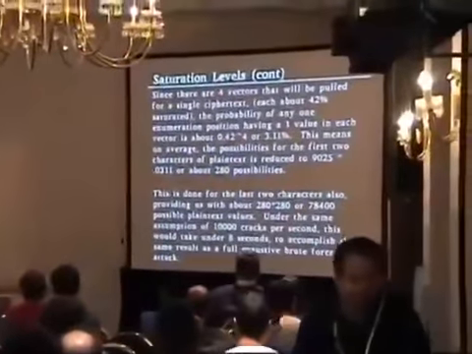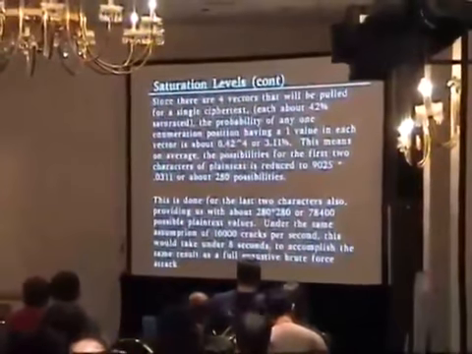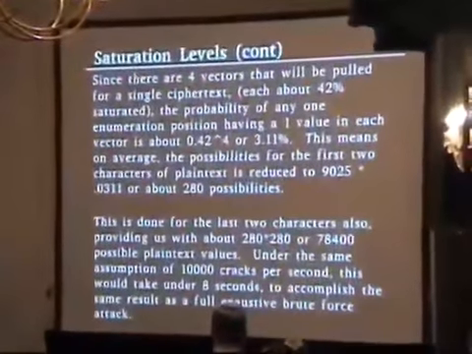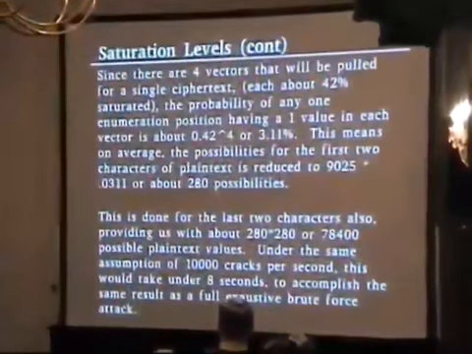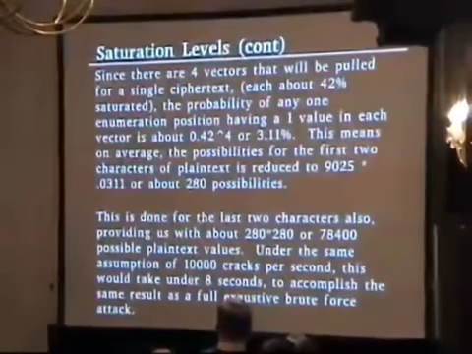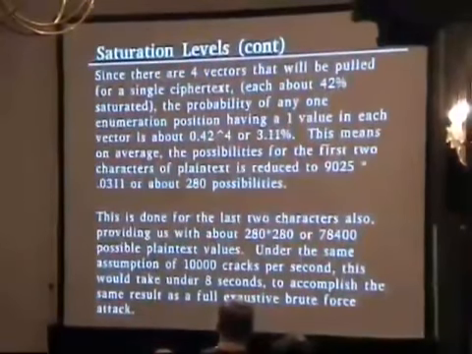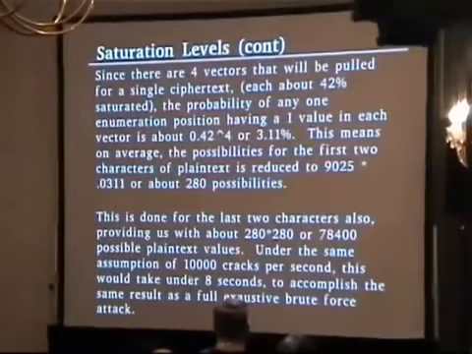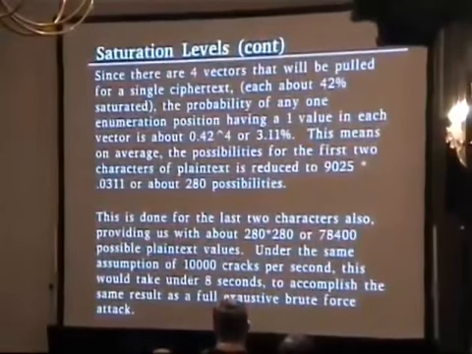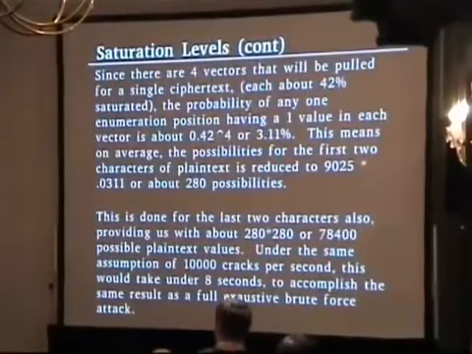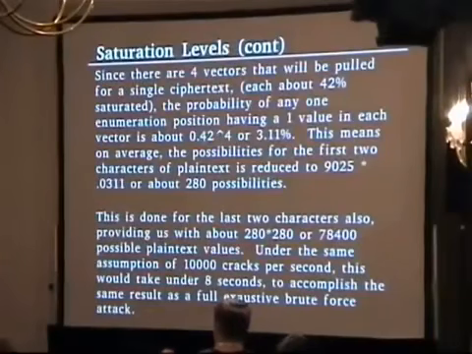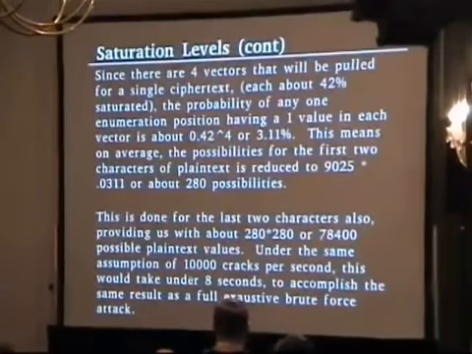So when you have 4 of them, like I said, and you do the bitwise AND, it's 0.42 to the 4th. It's 0.42 times 0.42 times 0.42 times 0.42, each time you multiply the probability of 1s being distributed all in a column like that. So the odds of having a 1 that survives all the way through the bitwise AND is 3.11%, which reduces the number of possibilities for that chunk by that much. After you get that reduction, there are only about 280 possibilities for the first 2 characters.